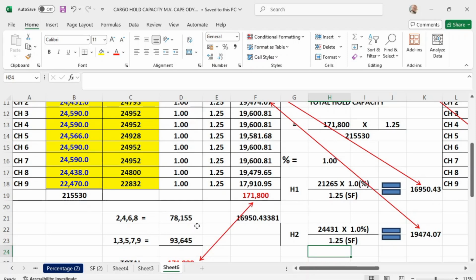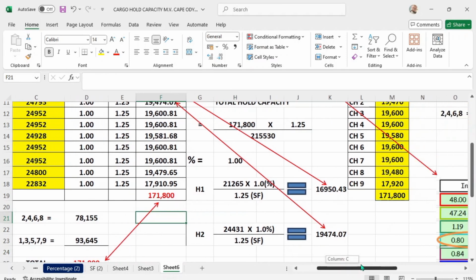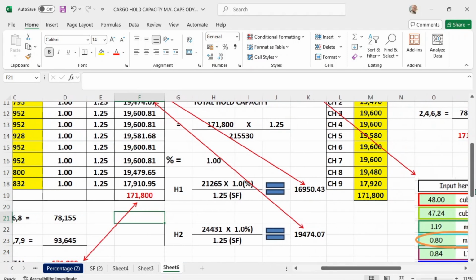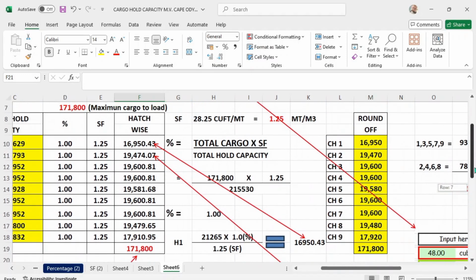And with these figures, you will have in holes number 2, 4, 6, 8, 78,155, and holes 1, 3, 5, 7, 9, you will have 93,645. Okay, take out this one, and with this figure, I made a round off.